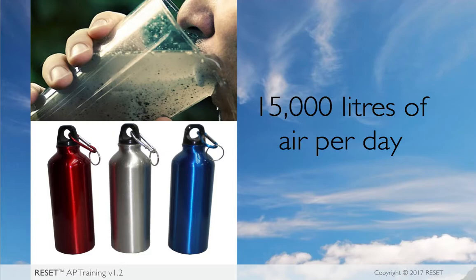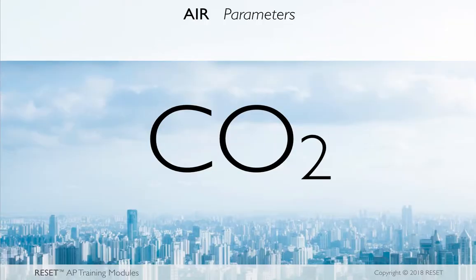So in these next slides, this is what I'm going to try to go into, which is further detail about just that. What is in our air, and why is it so significant? We're going to start with CO2.